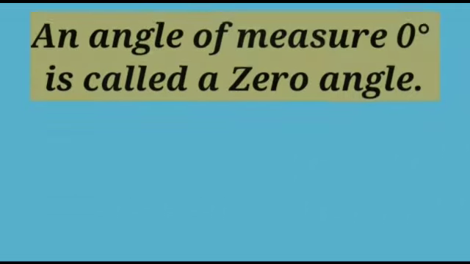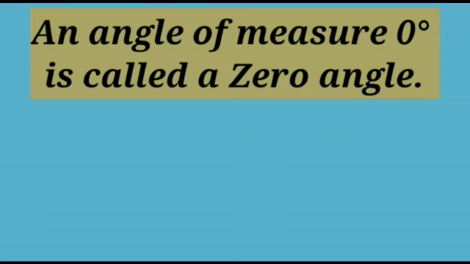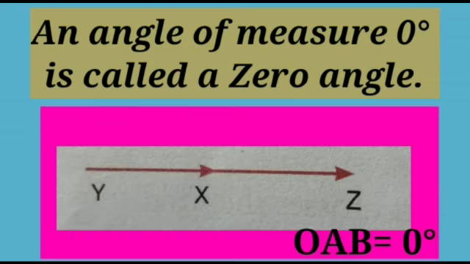Seventh one. An angle of measure 0 degrees is called a zero angle. Example, angle OAP is equal to 0 degrees.